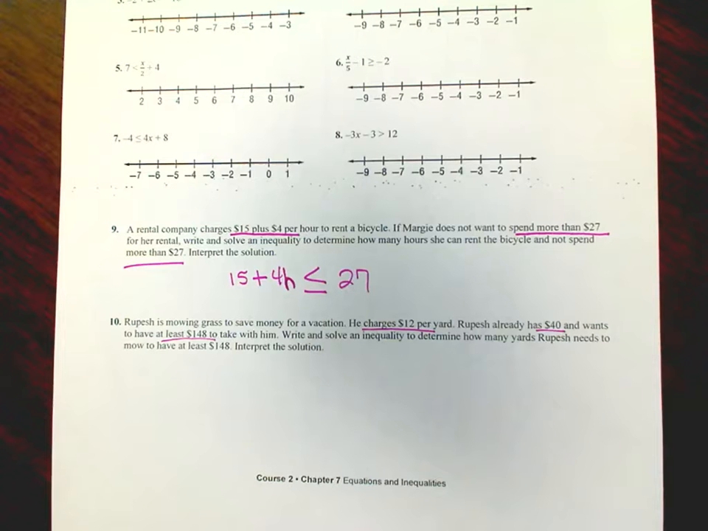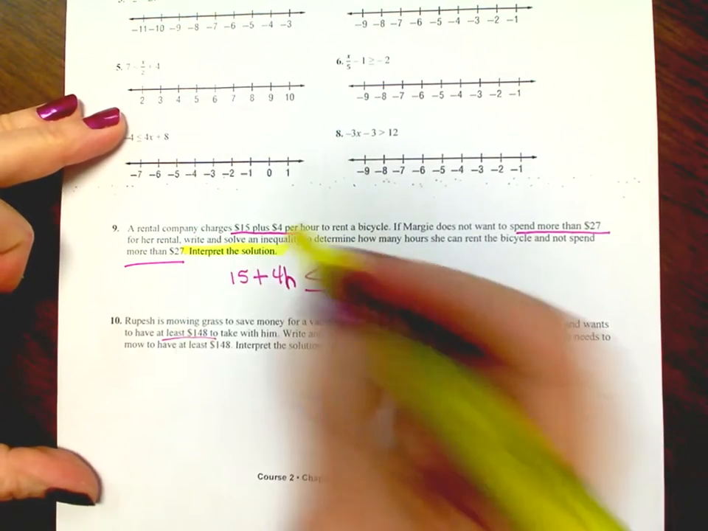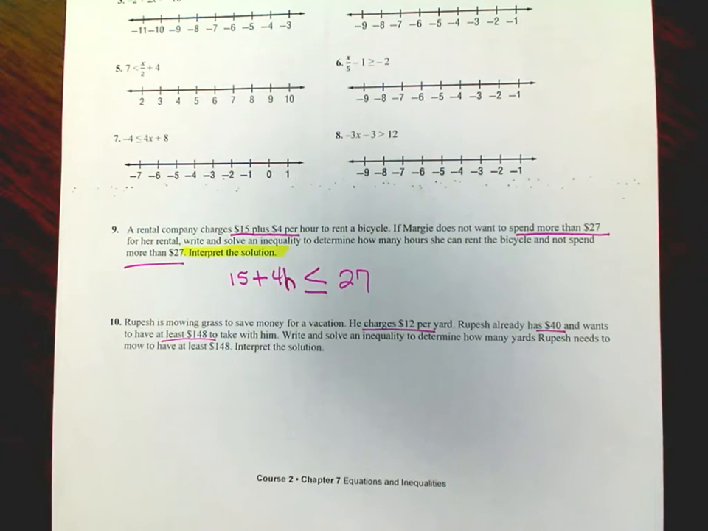And then you need to write a sentence to interpret the solution. So solve and interpret it. I would say Margie can rent a bicycle for up to how many hours? Write that sentence out.